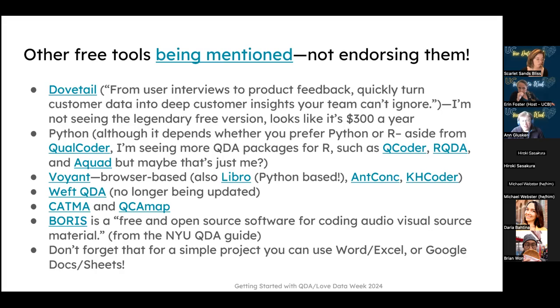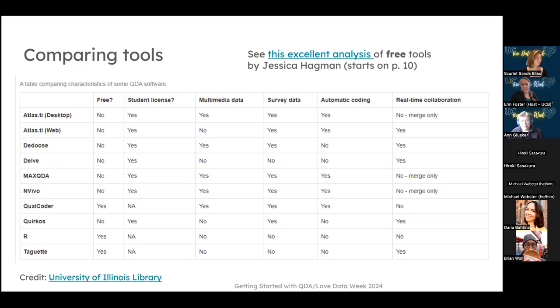WEFT QDA was mentioned a few times, but it's no longer being updated. CATMA and QCA Map. CATMA is a German site. Boris is the one that we were talking about earlier. But remember that for a simple project, you can use Word and Excel or Google Docs, Google Sheets. I mean, I shouldn't be saying Word and Excel are free tools because they're not, but many of us have licenses to them that we don't pay for. So that's kind of the rundown of free tools.